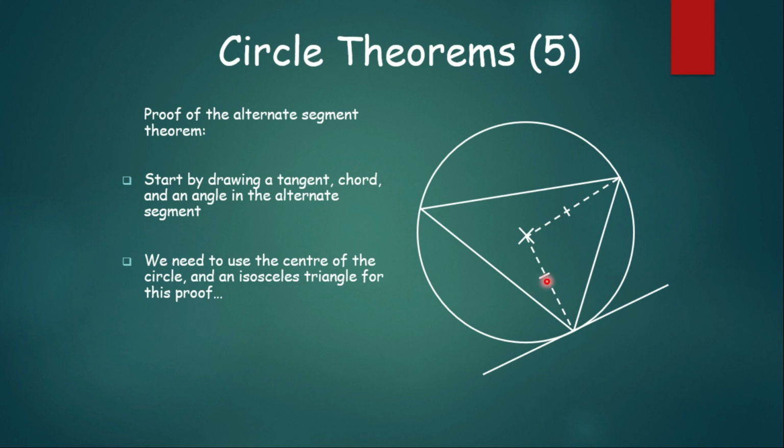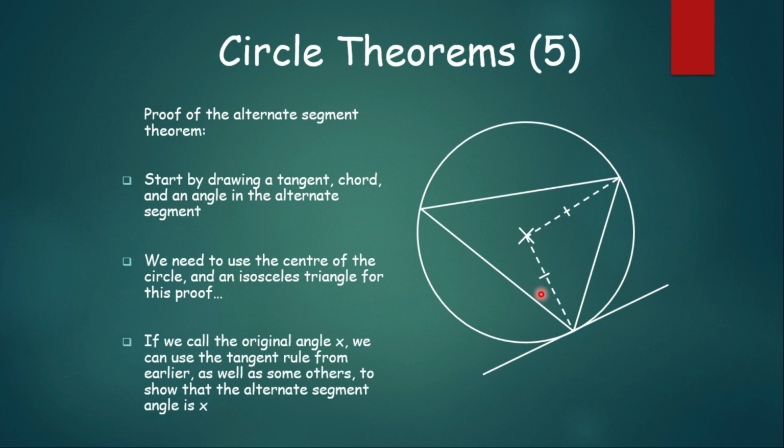We know the radius here and the radius here are all equal. Therefore, the triangle formed is an isosceles triangle. An isosceles triangle states that the base angles are what? Equal, because this line and this line are all equal. They are all radii.